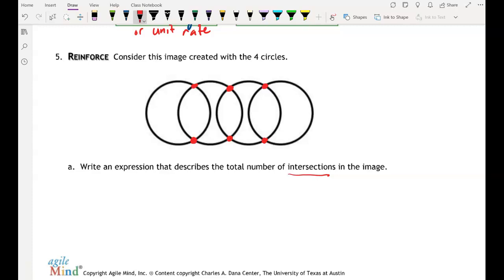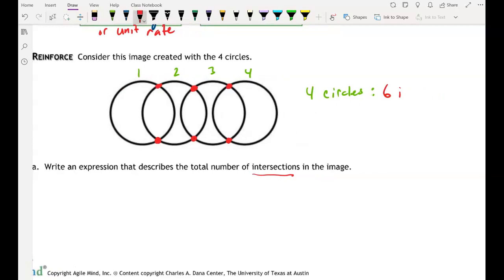Now we know how many intersections there are. There are 1, 2, 3, 4, 5, 6. 6 intersections. And how many circles are there? There's 1, 2, 3, 4 circles. So 4 circles is going to give you 6 intersections.